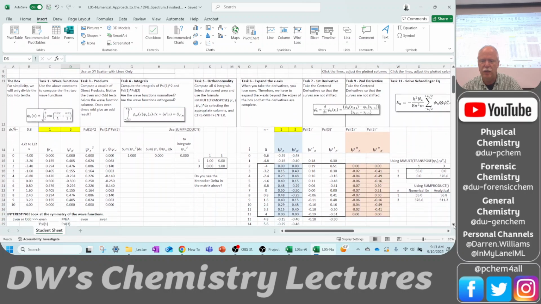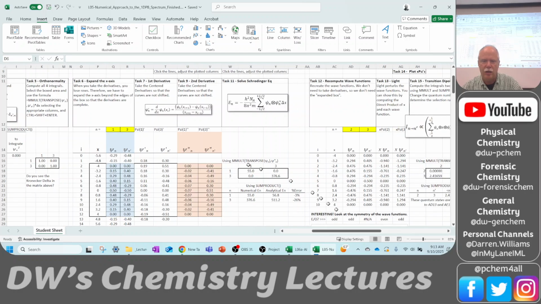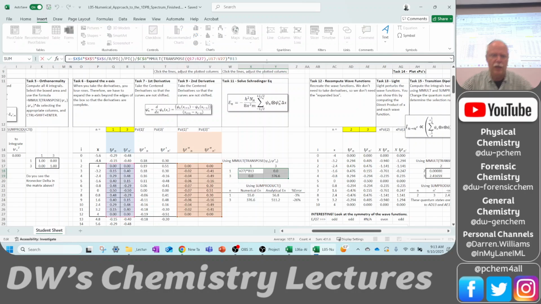And we select this, click up here. Now you can see 8. What is L over 2? 4. So this is minus L over 2 and L over 2. And these are the extra rows for our differentiation. But this matrix multiply is just inside the box. So this is the transpose of the psi, comma, psi double prime.